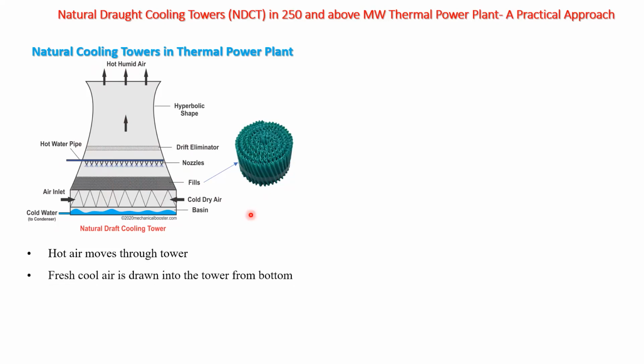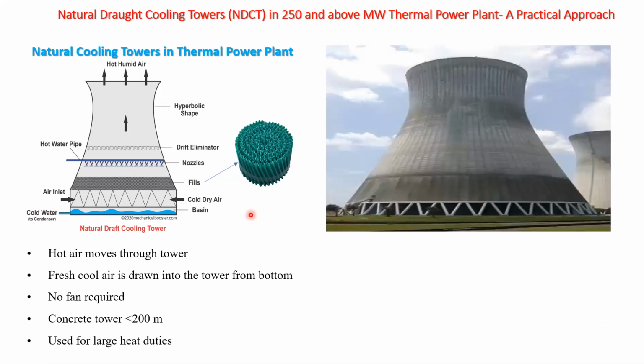Hot air moves through the tower, and fresh cool air is drawn into the tower from the bottom. No fan is required, so automatically the auxiliary consumption is very much less, and maintenance is less. Concrete tower, less than 200 meters. Here, this cooling tower looks like this. The opening space is there. Inside are the fills somewhere here. Above the fills there are nozzles, meaning the water header. How the water headers are arranged, we'll see in the next picture. Above that, drift eliminators are there. So this is about the natural cooling tower.